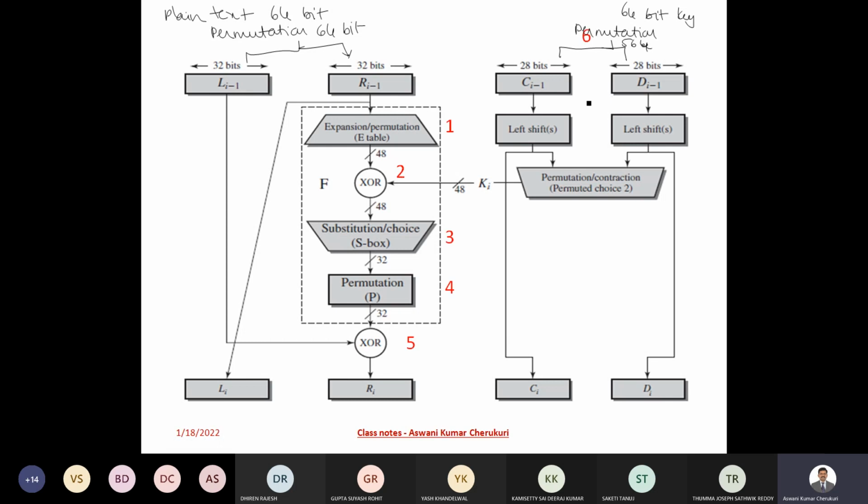Now you divide this entire process into 6 steps: step 1, 2, 3, 4, 5, and 6. Step 6 is the key processing. So up to now, on the plain text side, we have permutation and dividing into 2 halves. Is that clear?